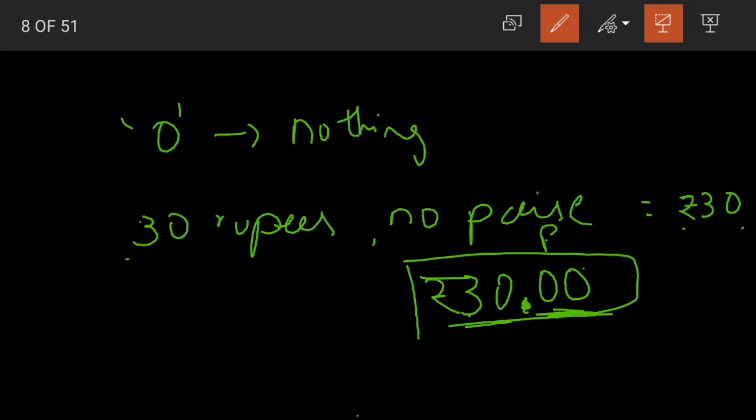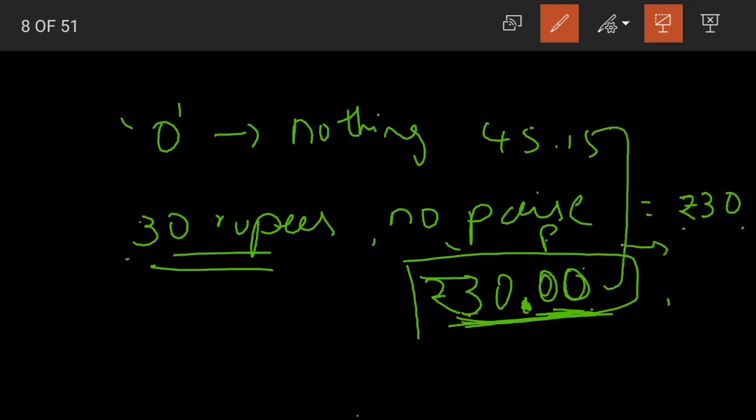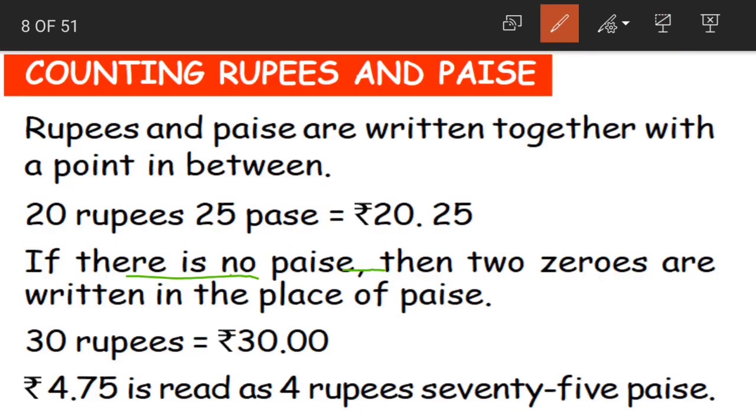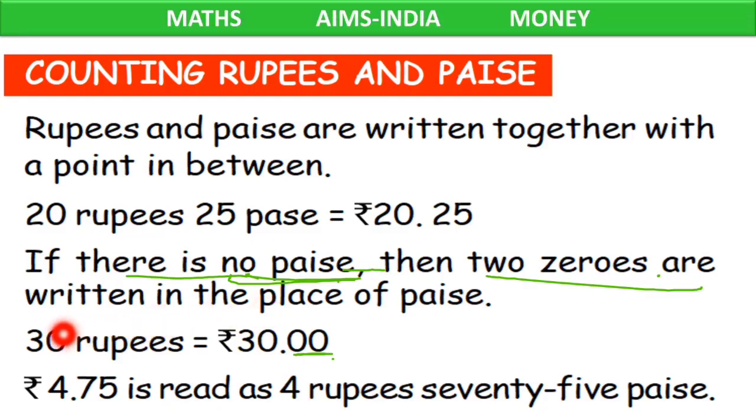Understood? Suppose I have 45 rupees and 15 paise, and I have to add it with 30 rupees. If I write 30 rupees like this with 0 0 in the paise place, it will be easier for us to add. In the coming classes we will learn how to add these rupees and paise together, but for now simply understand that if there is no paise, then we have to write 2 zeros in the place of paise.